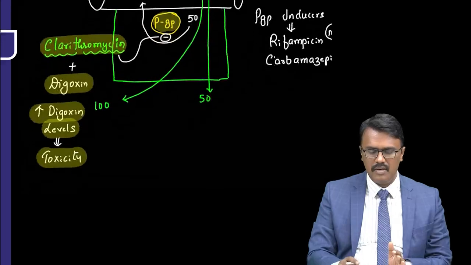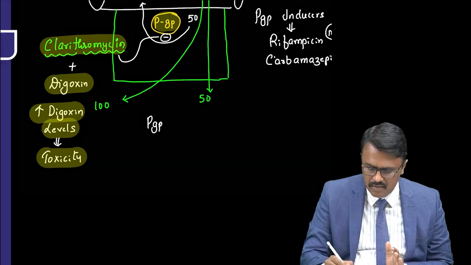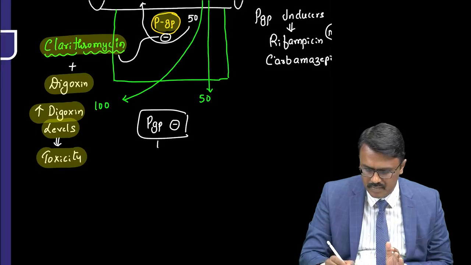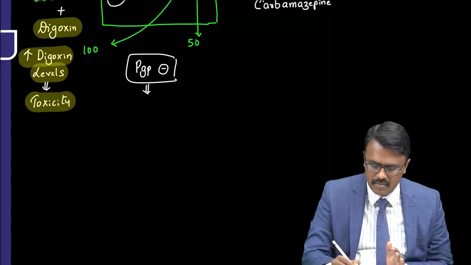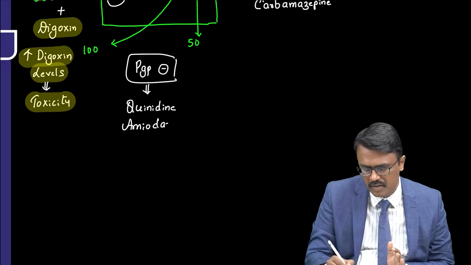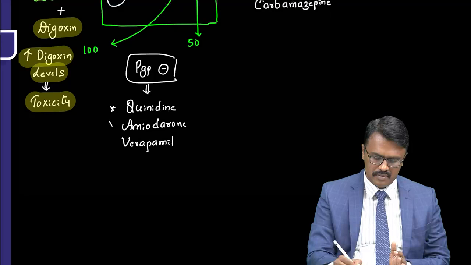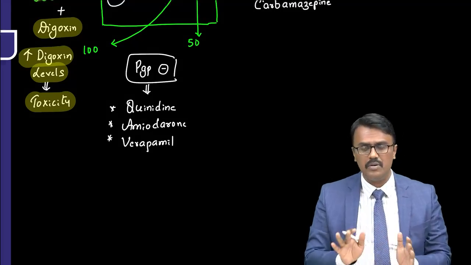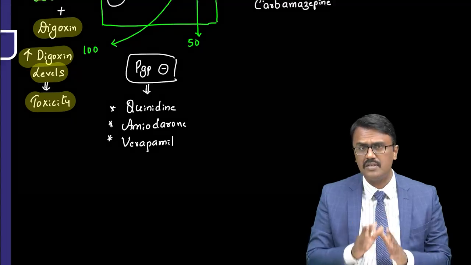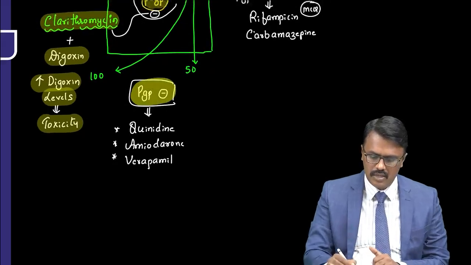One example of an inhibitor I have given is clarithromycin. Other P glycoprotein inhibitors I will also give as examples. I have already given clarithromycin, then we have quinidine, amiodarone, then verapamil. So these are the three drugs. There are other drugs also, but I am not going to tell you right now because you have to understand the concept first. I will ask you this concept again when I teach you the digoxin topic.